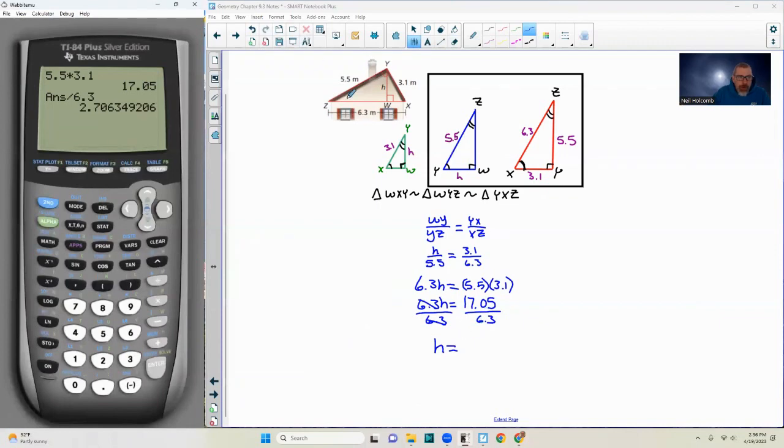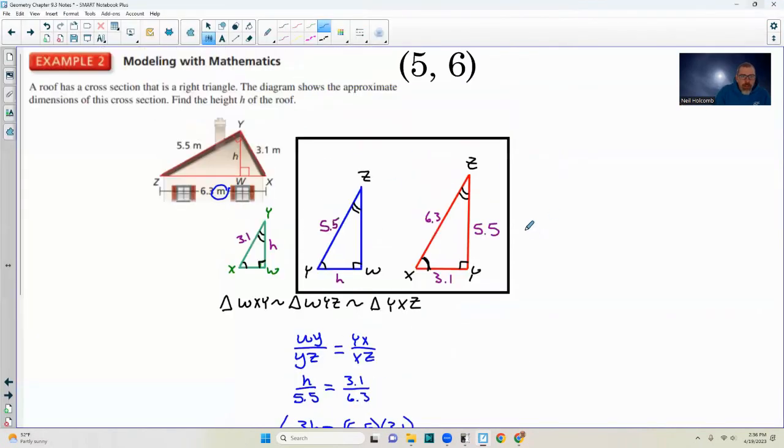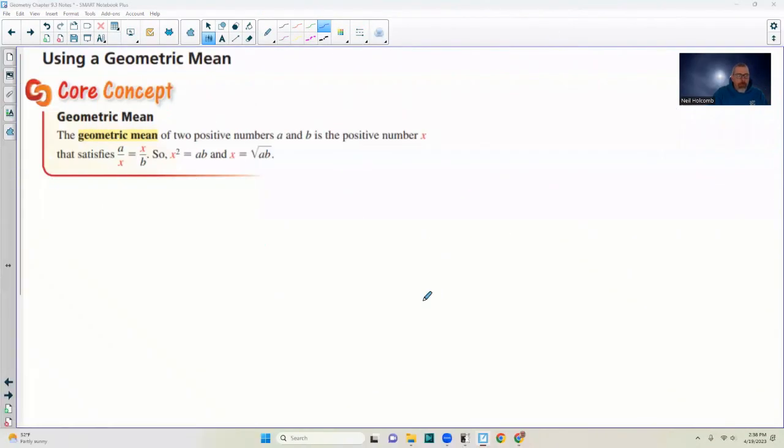2.706. So I'm going to make an approximation. I better say it is approximately. If you round, it's not equal. So H is approximately 2.7 unit of measure meters. So the height is 2.7 meters. So there is the answer to this question. Okay, hopefully you understood that. And so now you should be able to do problem numbers 5 and 6 in your exercises.